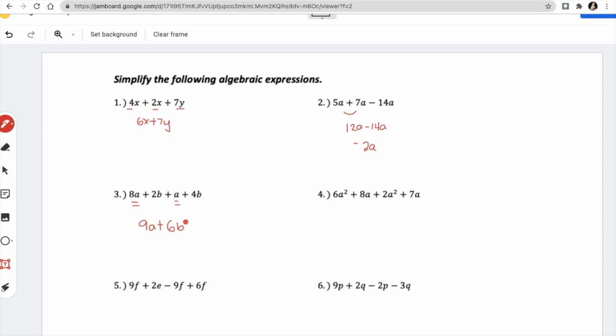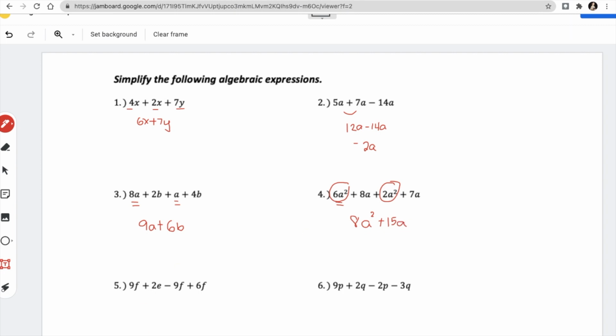Number 4, if you look at this item, all of them have a in the terms. But 6a squared is not the same as the second term because the second term does not have any exponent. But I can add 6a squared and 2a squared because they are like terms or similar terms. So 6 plus 2 is 8, and I will just copy the variable. And then I can now add 8a plus 7a, which is 15a.